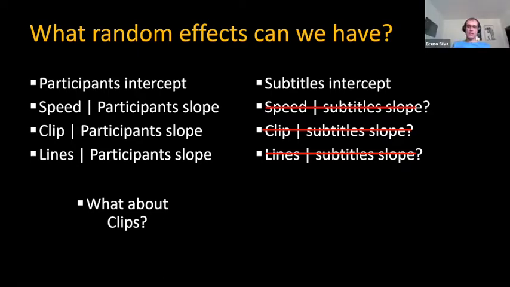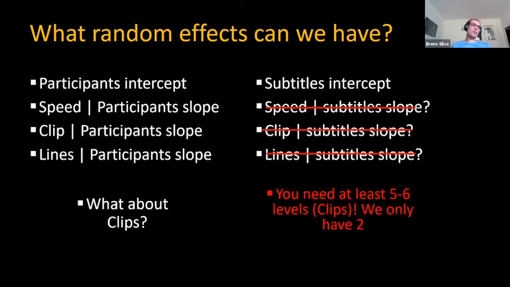Thanks. So why are we not going to include, for example, the intercept for clips? Because we don't have enough clips. According to a few papers I have read, you should have at least five or six clips in this case in order to include it as a random effect. Essentially, if we include the intercept for clips as a random effect, we just won't have enough data, it won't compute, there will be an error, and we will have to remove it anyway.